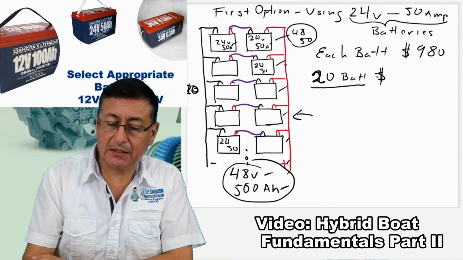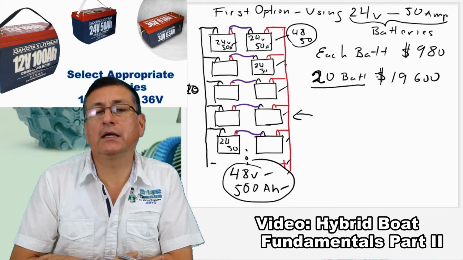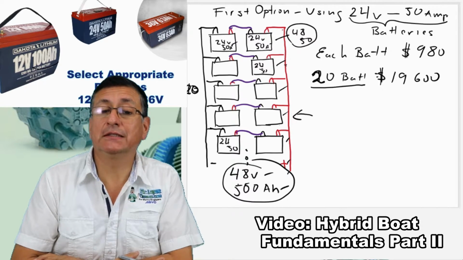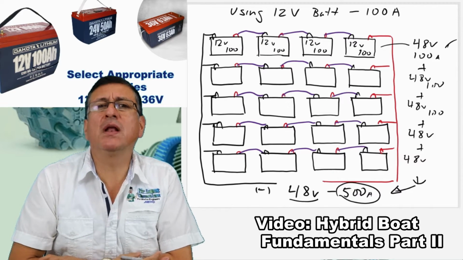This is 20 batteries, around $20,000. This is a lot of money with 24 volts batteries. Let me check what happens if I try to configure it with 12 volts.